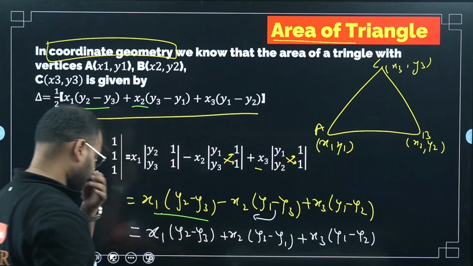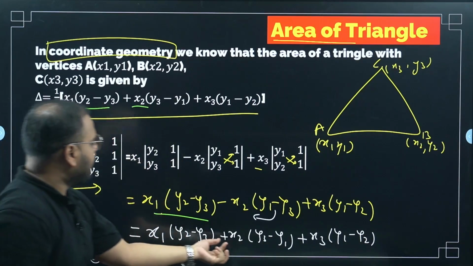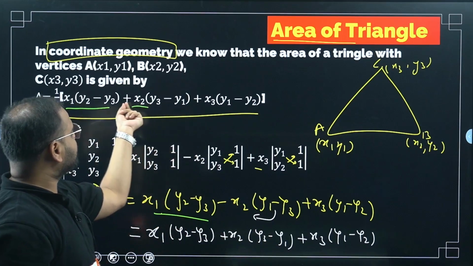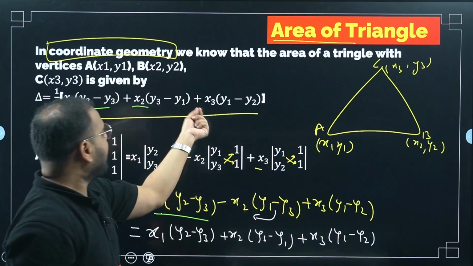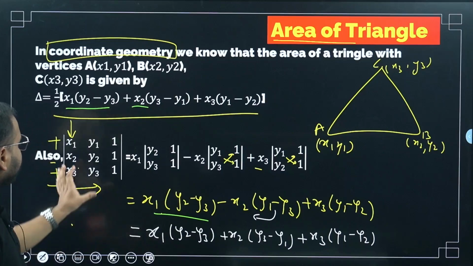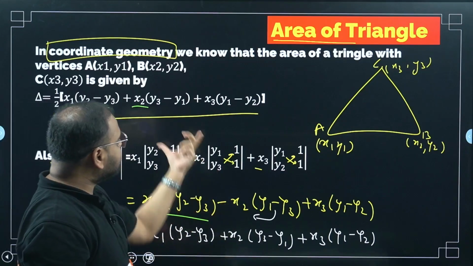Now please cross check. x1 y2 y3, x1 y2 y3. Now x2 y3 y1, x2 y3 y1. Check the sign, plus minus here. x3 y1 y2, x3 y1 y2, plus minus. So basically, if I solve this matrix, then I get the same result.